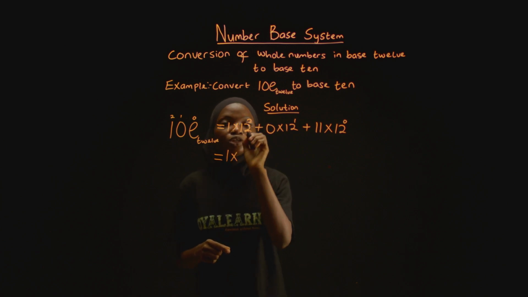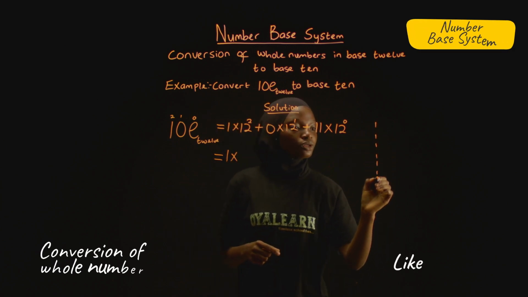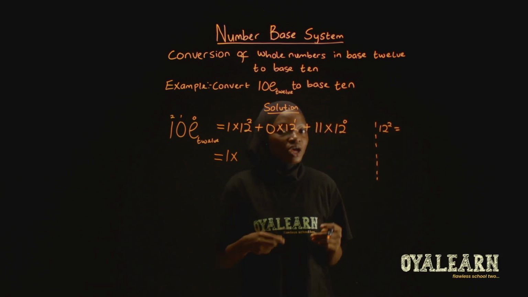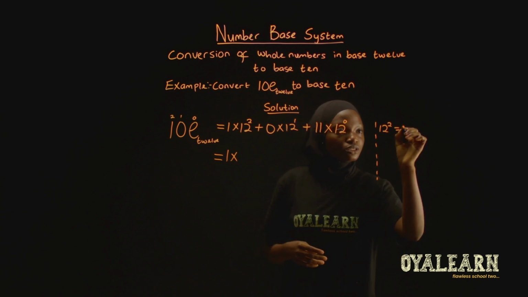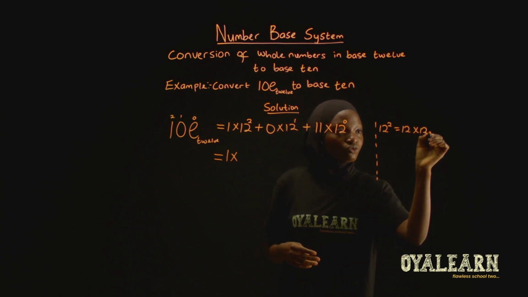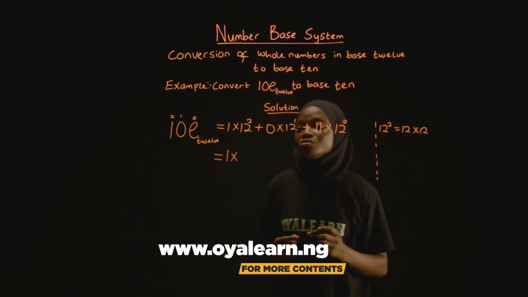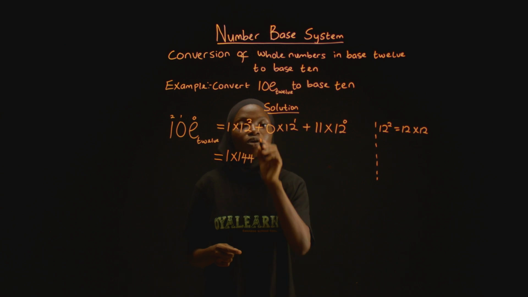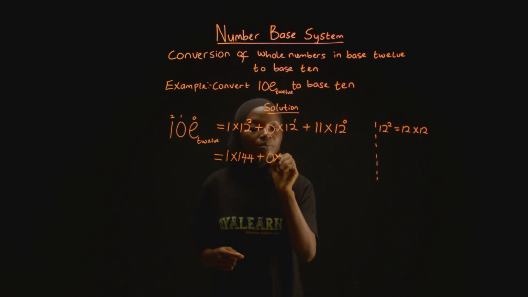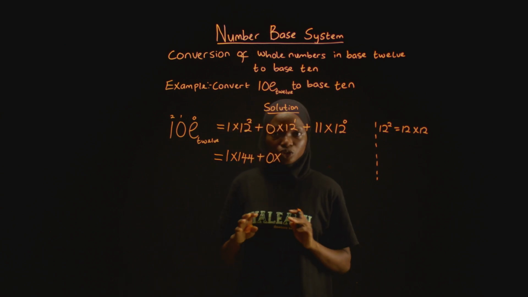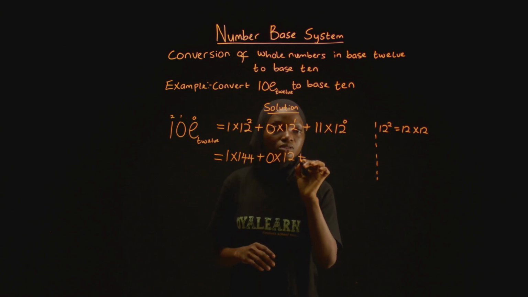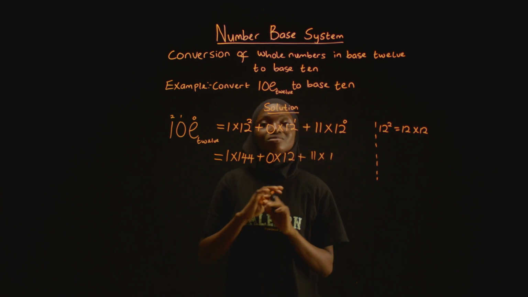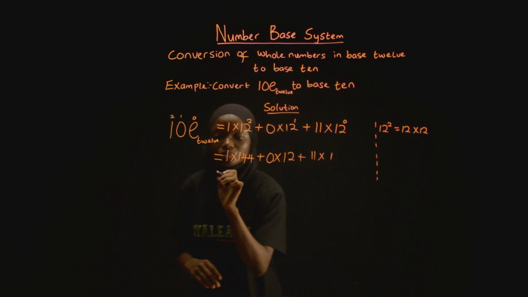1 multiplied by 12 raised to the power of 2. What does that mean? Let's do it here. 12 raised to the power of 2 means 12 is multiplying itself in 2 places. That is 12 times 12. And 12 times 12 gives us 144. So we have 144 there. Plus 0 multiplied by 12 raised to the power of 1. That's just 12. Plus 11 multiplied by 12 raised to the power of 0, which is 1, because anything raised to the power of 0 gives us 1.